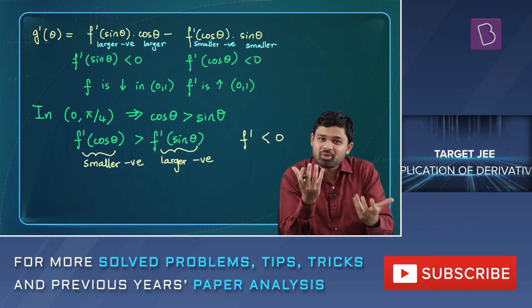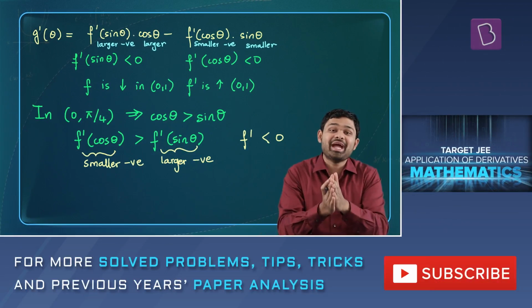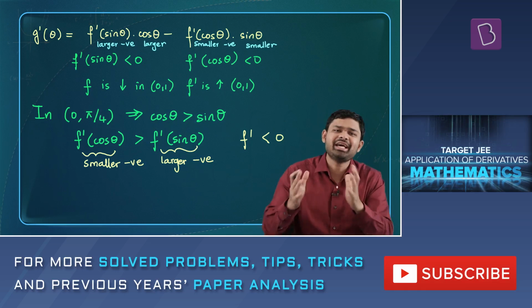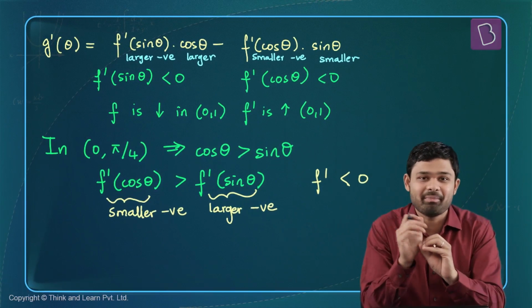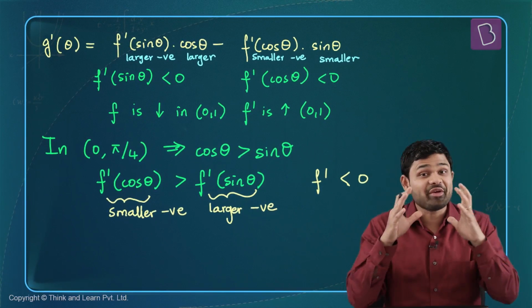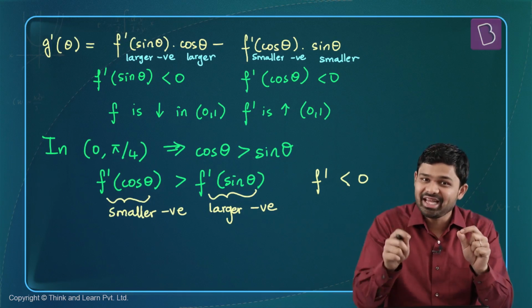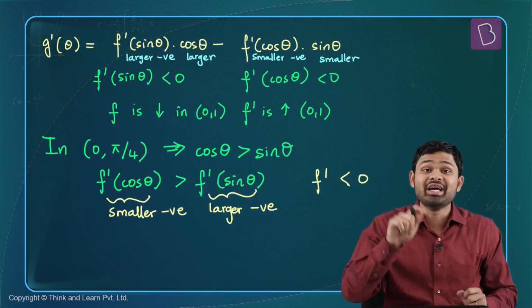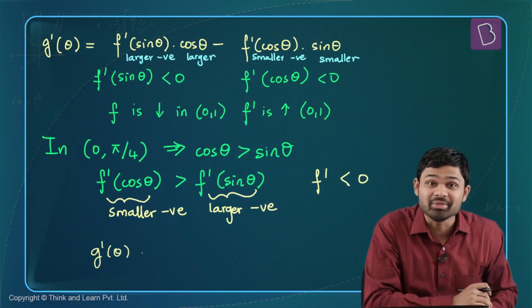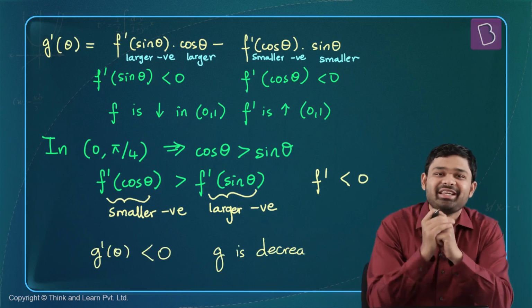So if you subtract a smaller negative number from a larger negative number, effectively you are going to get a negative number. It's like you're subtracting -3 from -5. So -5 minus -3 is going to be -2, a negative number. So effectively you are getting a negative number. So this means that in the interval 0, pi by 4, g dash of theta is going to be negative, or in other words, g is going to be decreasing in this interval.